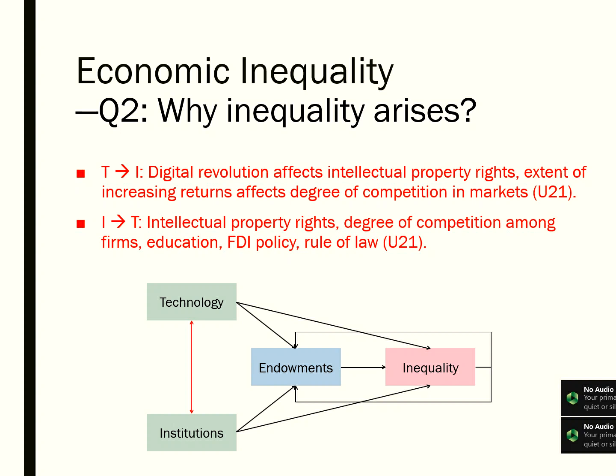Finally, there are interactions between technology and institutions too. On the one hand, technological progress can force institutions to evolve. For example, digital revolution urges legal protection of intellectual property rights. On the other hand, institutions can foster technological progress. These are discussed in details in Unit 21.